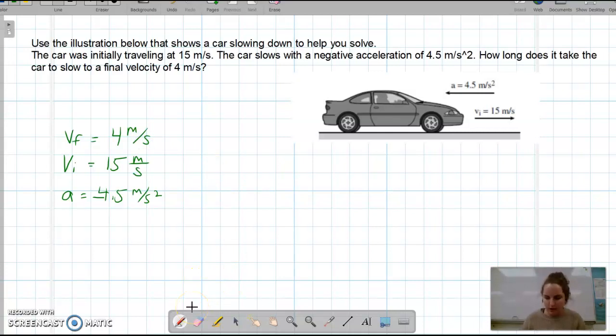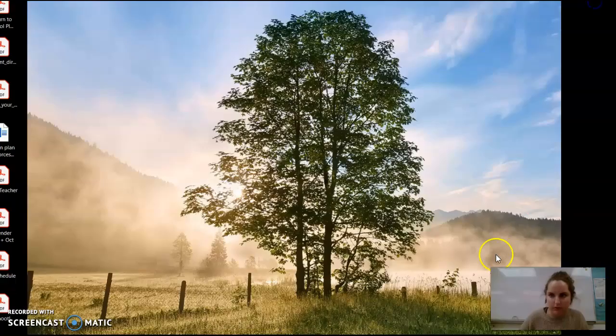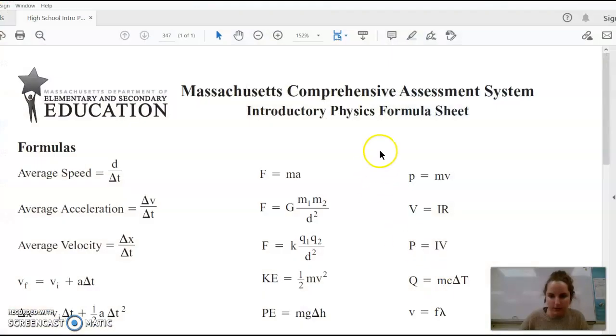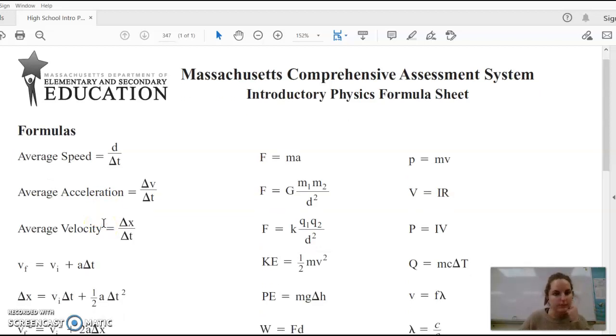Now let's look at our equation sheet. Let me show my desktop. I am given a Massachusetts Comprehensive Assessment System Introductory Physics formula sheet. This is what you're going to be given as a formula sheet for MCAS. This is posted in your Google Classroom, so make sure you take a look at it and let me know if you don't know your linear motion equations. Make sure you understand them. The other ones we will get to throughout the year.